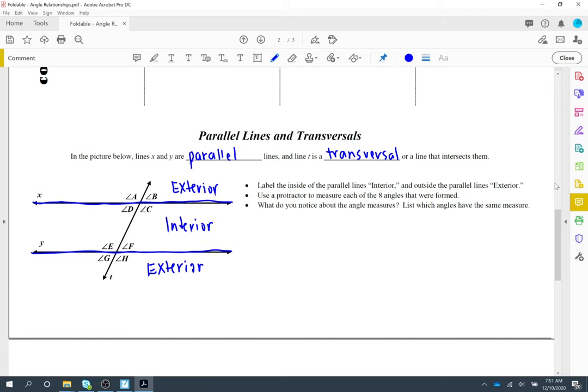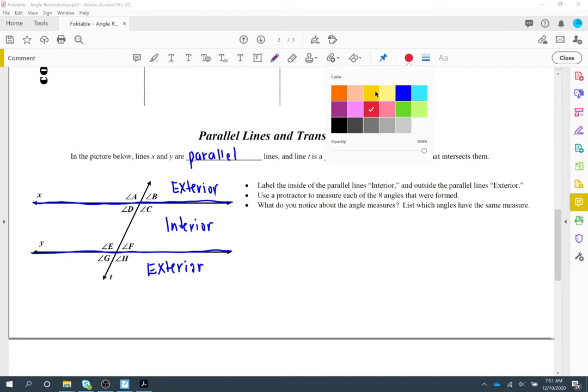Now, the second bullet down here says use a protractor to measure each of the 8 angles that were formed. Now, I don't have a protractor. If you have one, that would be fantastic. Pause the video, get your protractor, measure your angles. But the key here is it says, what do you notice about the angle measures? And it says list which angles have the same measures. So what we should be noticing, and you can notice this without the protractor, what do you notice if I were to ask you to label acute versus obtuse?